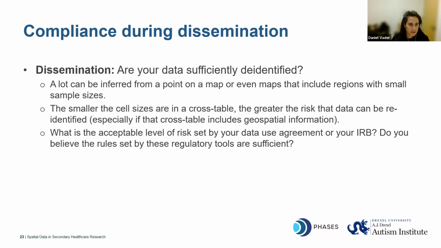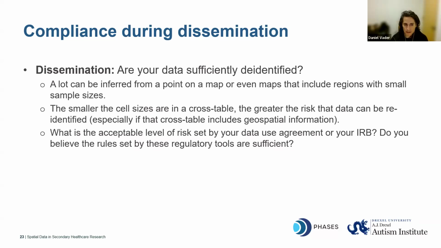So just consider that the smaller the cell sizes are across tables, if we're thinking about tables again, the greater the risk that data can be re-identified. And then we also want to think about what is the acceptable level of risk set by your data use agreement or your IRB, and do you believe the rules set by these regulatory tools are sufficient?